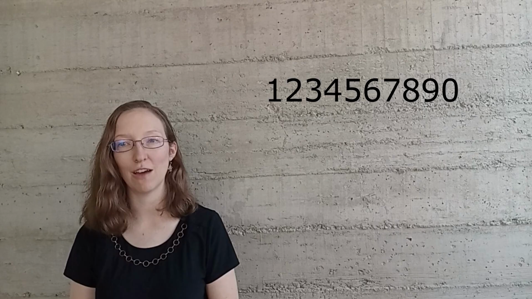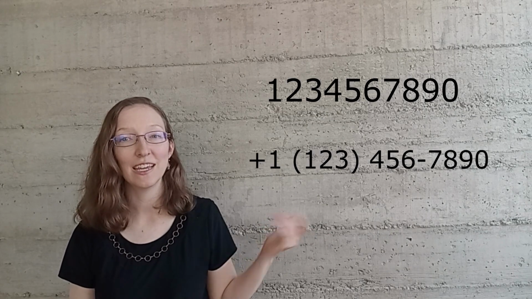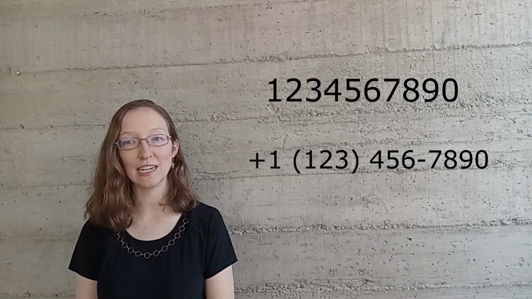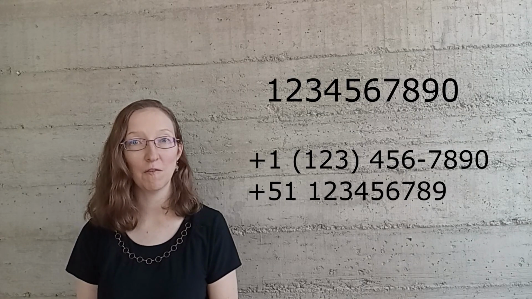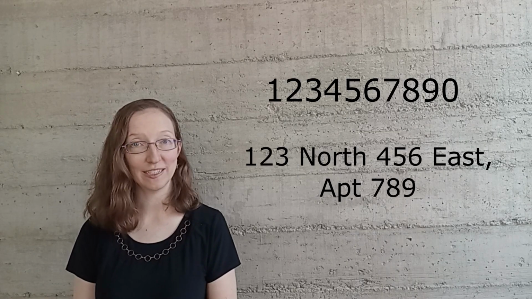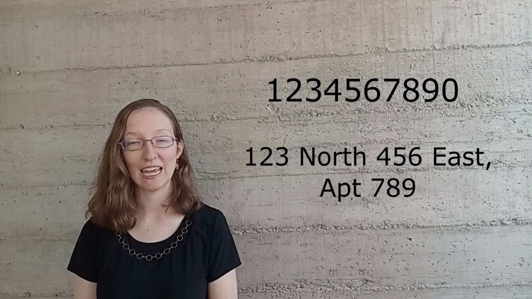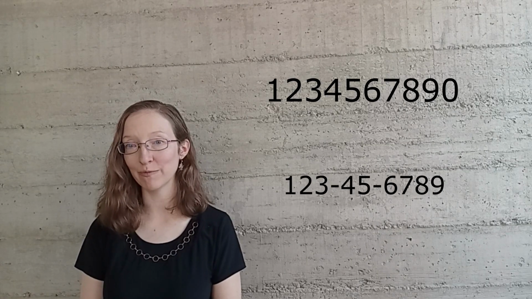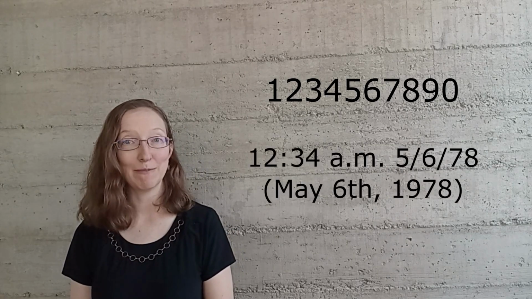For instance, Marcia Ascher and Robert Ascher explored this in their book, Code of the Quipu. Check below for a link to the book on Amazon. Here are some examples where the same set of numbers can have different meanings. If you set up the numbers like this, it could be a phone number in the United States or a phone number in Peru. This is an address, a government identification number, a time and date.